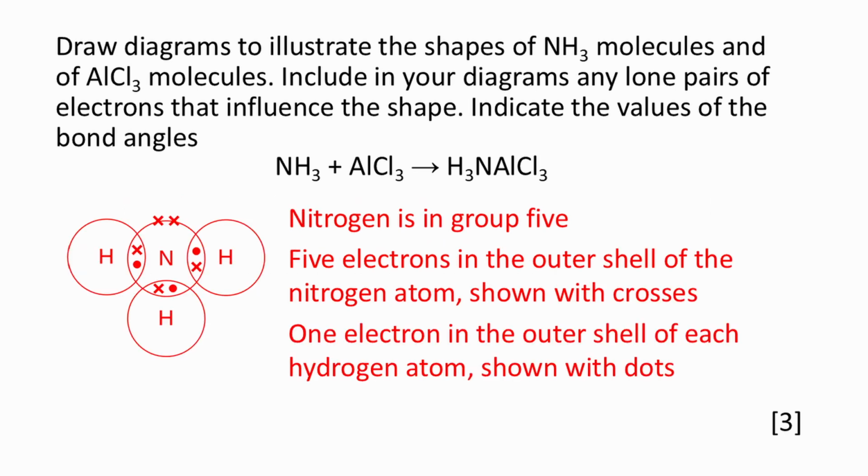Nitrogen is in group 5. There are 5 electrons in the outer shell of the nitrogen atom. These are shown with crosses. There is 1 electron in the outer shell of each hydrogen atom. These are shown with dots.